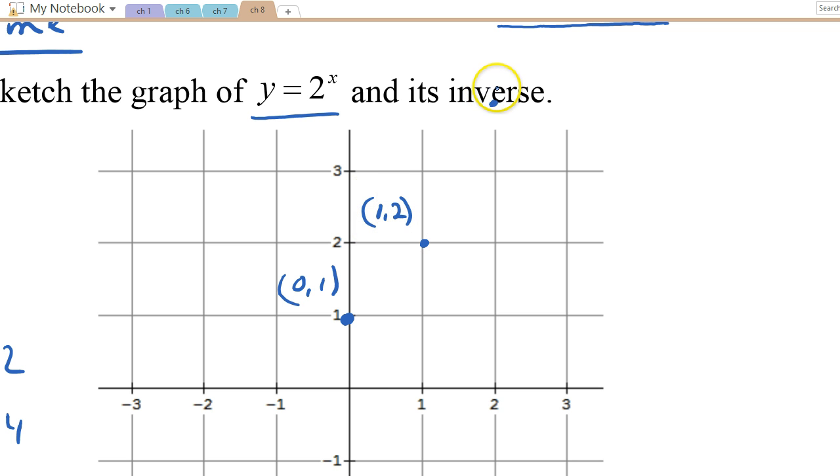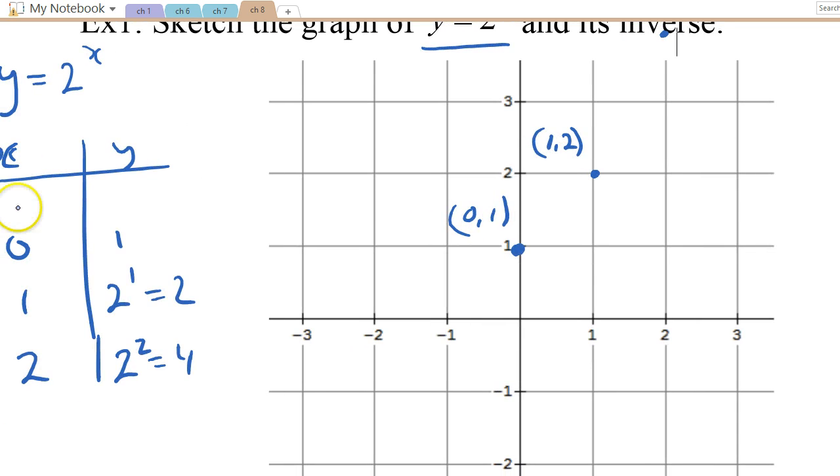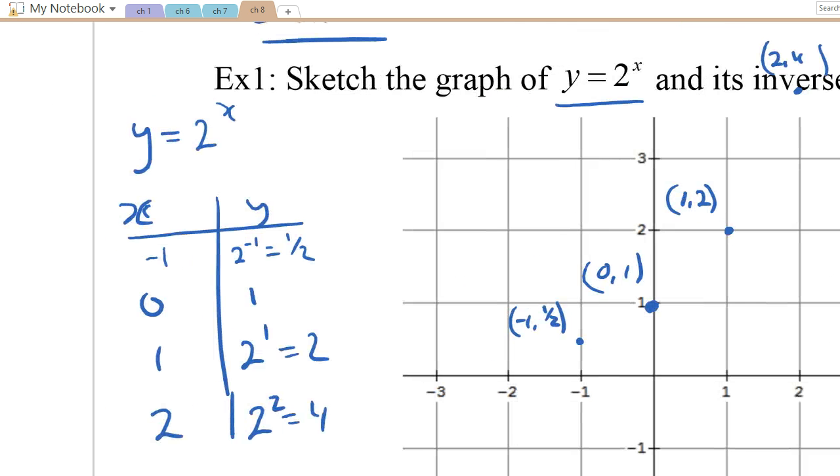And up over here, kind of hidden away, this would be 2 comma 4. We could also go over here and put a negative 1 in. 2 to the power of negative 1 is equal to 1/2, so this would be over here, negative 1 comma 1/2. Okay, so that is our original function.